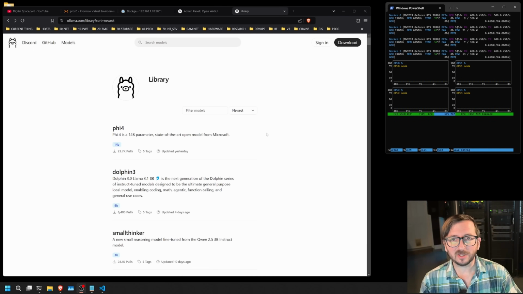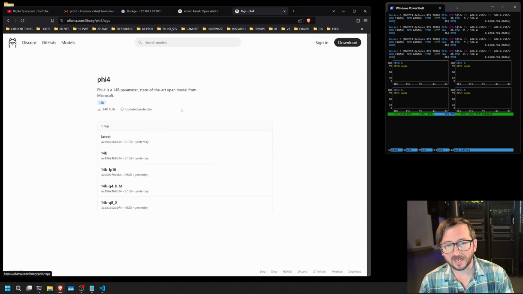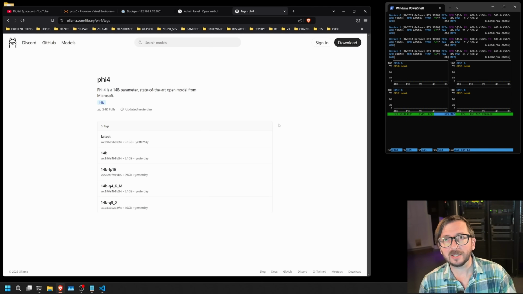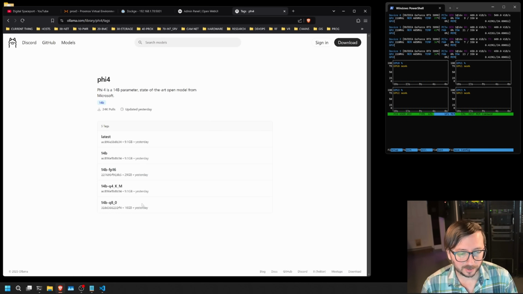Okay, so let's get started here. We're gonna check out Phi-4. If you click on tags, you can always see the complete breakdown. So typically when you download a model, you're gonna get the Q4. That's quant 4, and that's going to be the smallest size offered for this at 9.1 gigabytes of VRAM space.